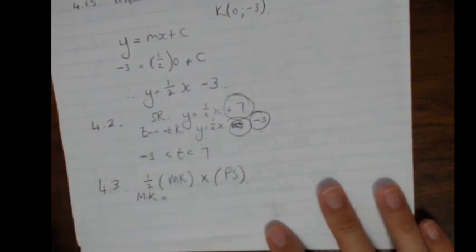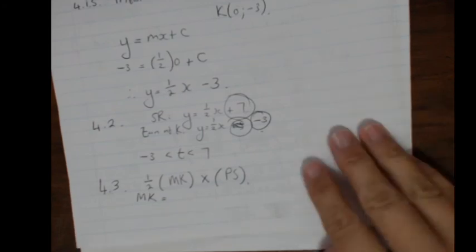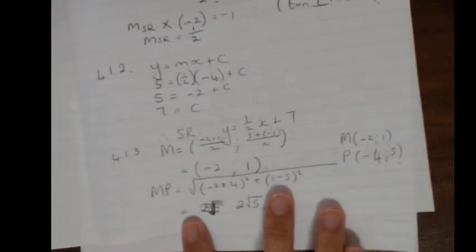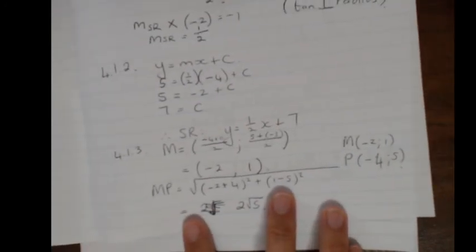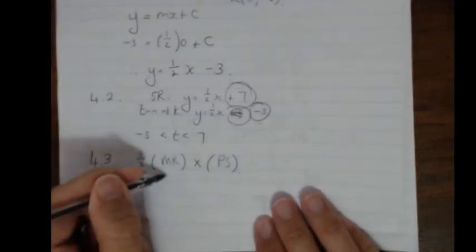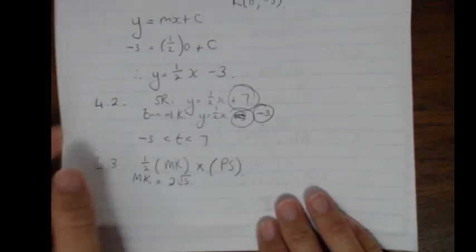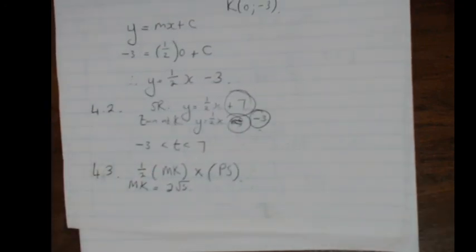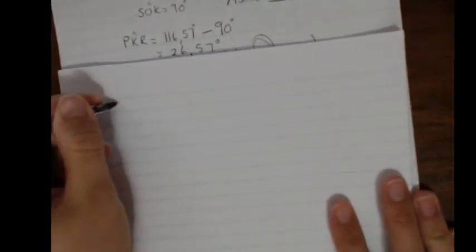So I need MK and PS. MK is the radius of the circle, which in 4.1.3 I calculated the equation of the circle as 2 root 5 squared. The radius is 2 root 5, right? So MK is 2 root 5, it's the radius. PS, I'm going to need to work that out. So let's first get the coordinates of S.